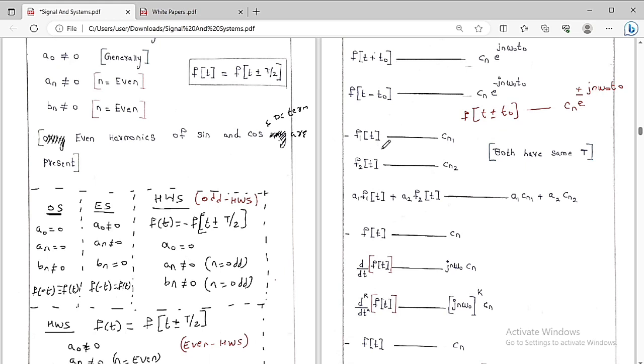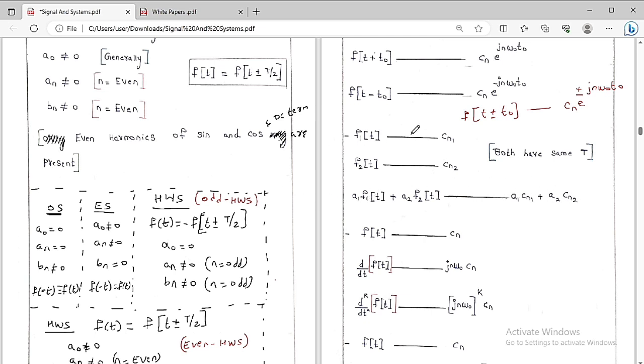Suppose for f1(t) the Fourier series coefficient is Cn1, and for f2(t) it is Cn2, and both have the same time period. So f1(t) and f2(t) are both periodic signals with the same time period. Then if you add them, a1 f1(t) plus a2 f2(t), the resultant is also a periodic signal of the same time period, so it will have the Fourier series coefficient a1 Cn1 plus a2 Cn2.